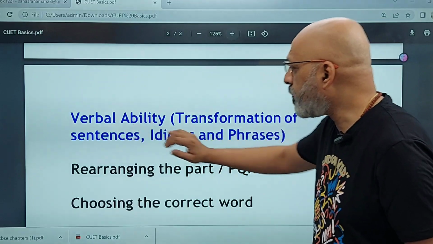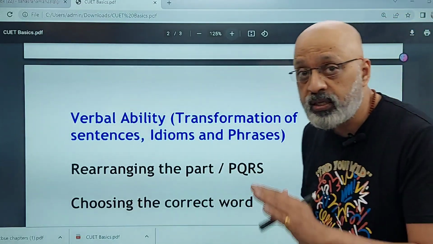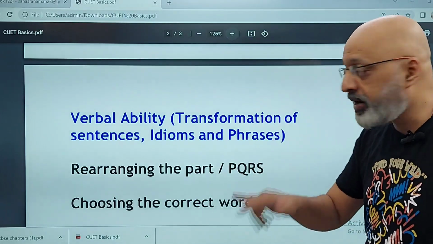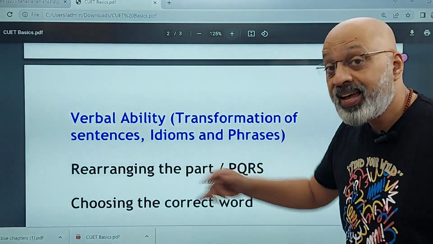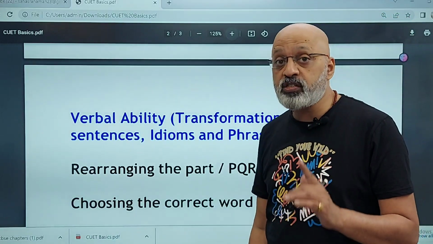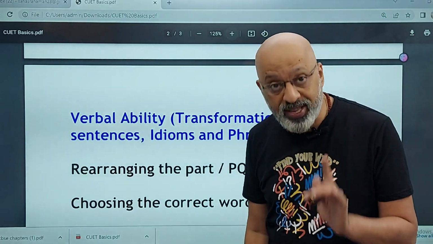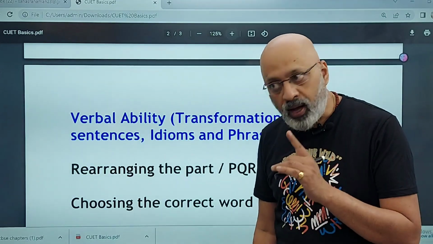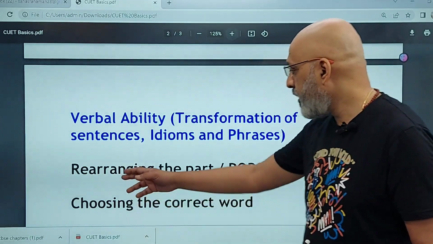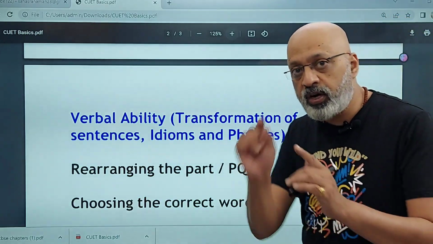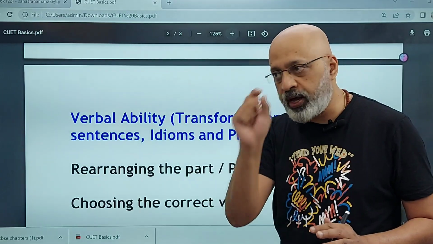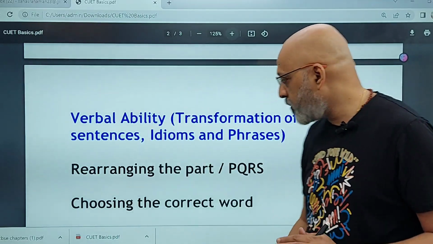The second is verbal ability. In this, knowledge of grammar is necessary. You need to know the rules of grammar, especially relating to transformation of sentences, idioms and phrases. I am going to bring videos on idioms and phrases on SWS. Please make use of that. We have put some in phrasal verbs. Rearranging the parts, this is another one, where the sentence will be distorted and you need to rearrange the parts using the PQRS formula.